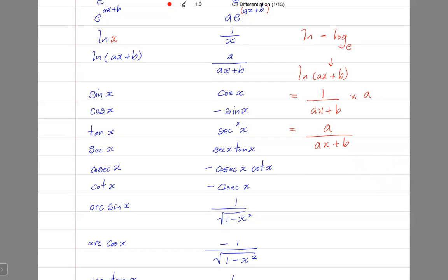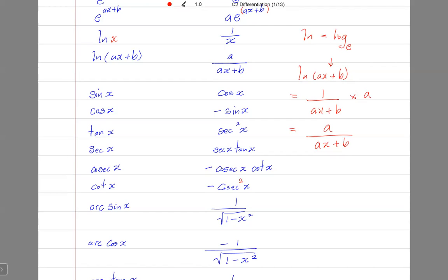So when you differentiate sec x, you get sec x tan x. When you differentiate cosec x, you get minus cosec x cot x. When you differentiate cot x, I think it's actually minus cosec squared x. I could be mistaken, but I think it's minus cosec squared x.